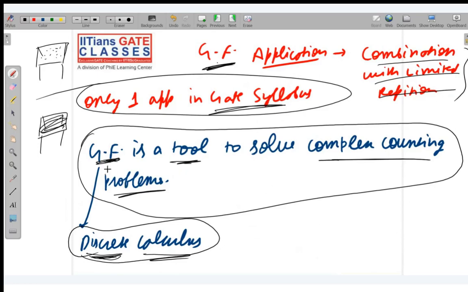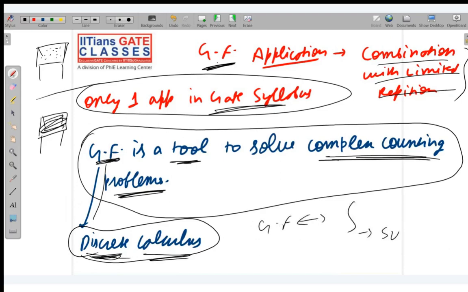But generating function is known as discrete calculus, and it has lots and lots of applications, and it is used in complex counting problems. Since it is a discrete calculus, and continuous things are obviously difficult to handle, like real numbers are very difficult to handle, but natural numbers and all we can handle easily. So you can consider generating function just like integration.